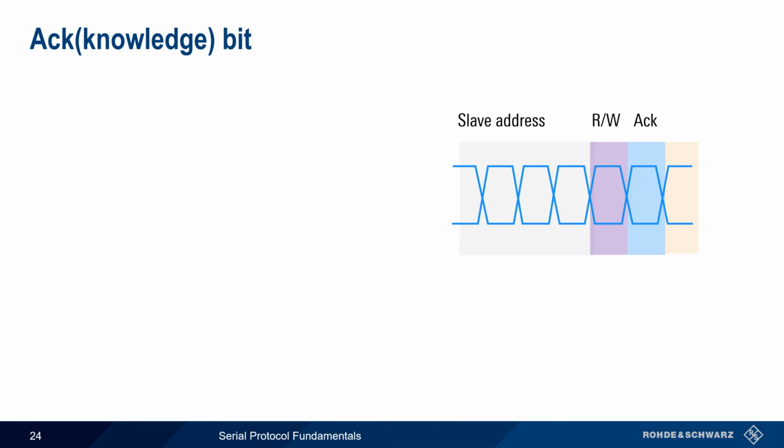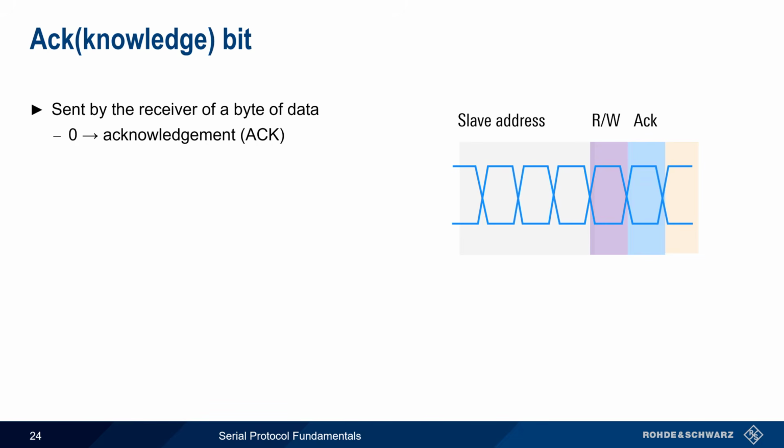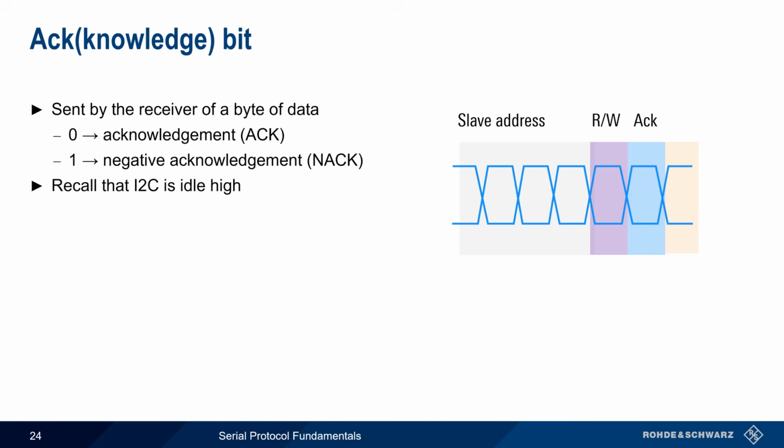The acknowledgement or ACK bit follows the read-write bit and is sent by the receiver each time a byte of data is received. A 0 is an acknowledgement, and a 1 is a negative acknowledgement, or a NACK. Recall that the I2C bus is idle high, so if the receiver doesn't actively respond by pulling the line low, this will be interpreted as a NACK.